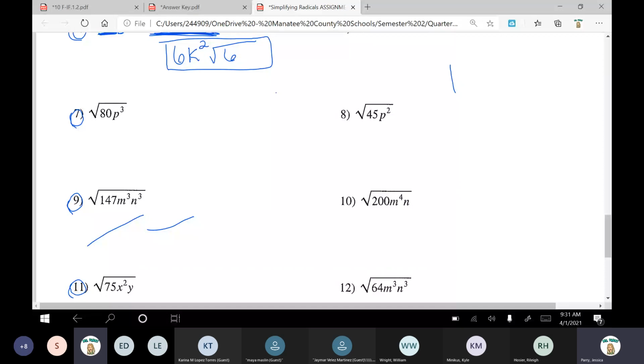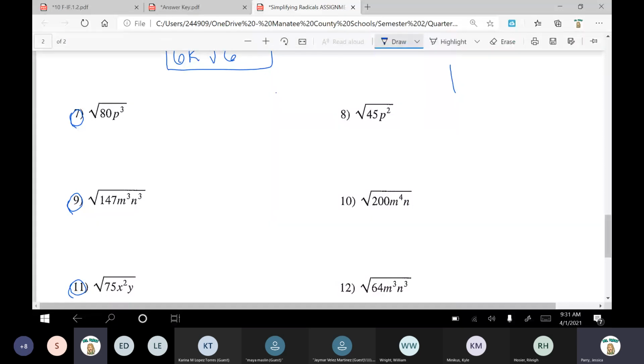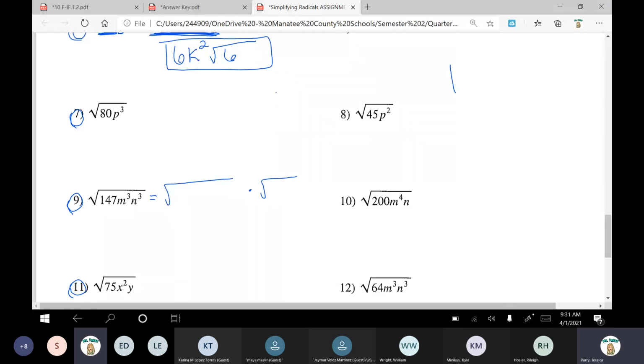Alrighty, number 9. So 147 is not a perfect square. Again, let's split it up: perfect square times not perfect square. So I'm going to help you guys out with this one here. You're not perfect, and you think of what times, I'm telling you 3, equals 147.